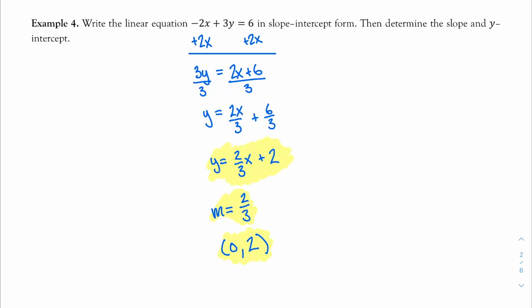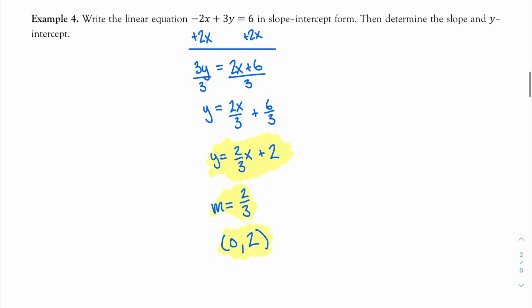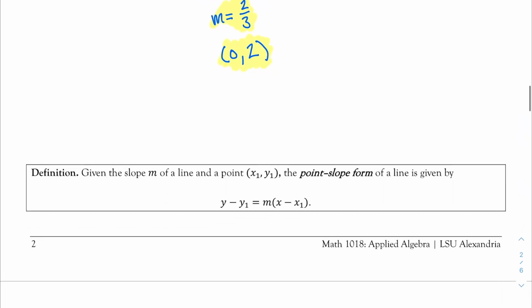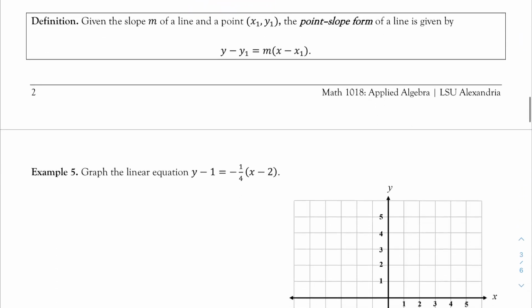Now that we're familiar with slope-intercept form of a line, let's go ahead and introduce another form, that is point-slope form. So if I have the slope and some point, let's call it x1, y1, the point-slope form of a line is given by y minus y1 is equal to slope m times x minus x1. So here we have our point-slope form.